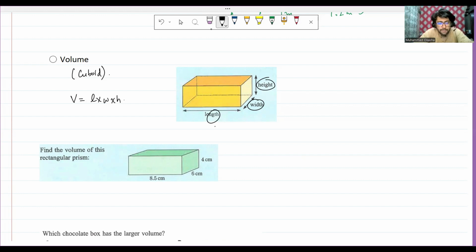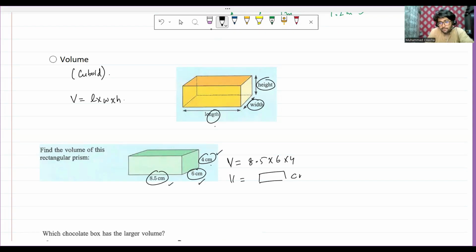Find the volume of this rectangular prism. Well, the length is 8.5 centimeters, width is 6, height is 4, so the volume is going to be 8.5 multiplied by 6 multiplied by 4. You're going to get a volume. A really important thing is that for volume, you keep the unit as a length cubed. So this is centimeter. You're multiplying centimeter 3 times, right? So it's going to be centimeter cubed. Be very careful about that.